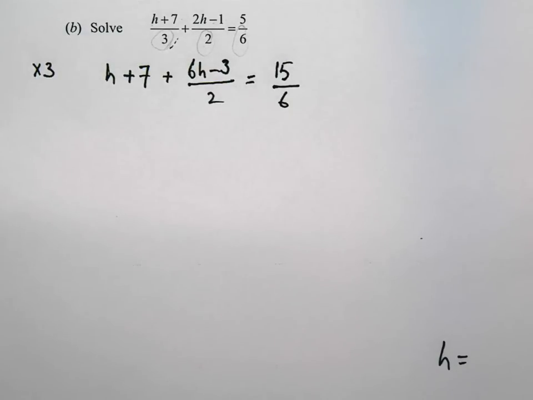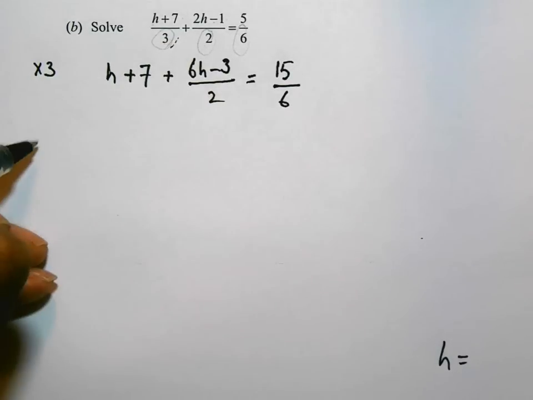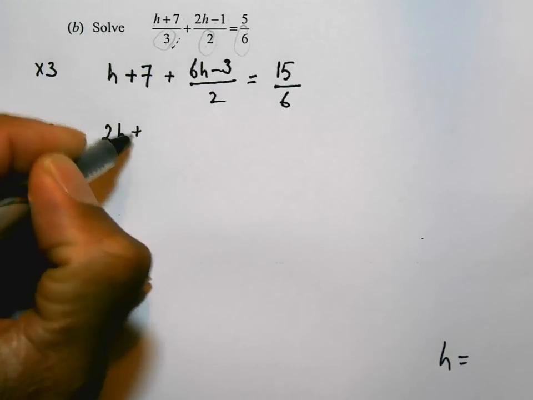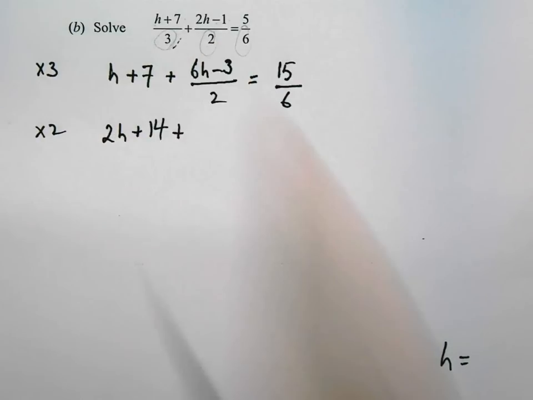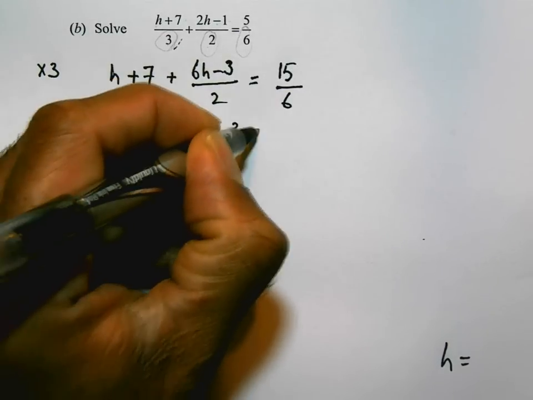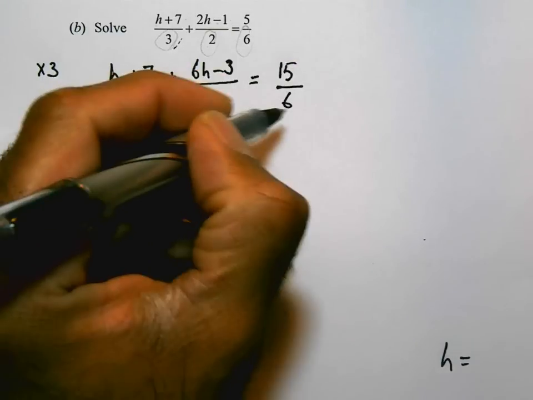Okay, so that's my first step. I've managed to get rid of that 3. Now I'm going to get rid of that 2. I'm going to do the same thing. I'm going to times everything by 2. So I'm going to times h plus 7 by 2, which is going to give me 2h plus 14, plus, when I times this fraction here, 6h minus 3 over 2, by 2, the 2 is going to disappear, leaving me 6h minus 3. And finally, when I times 15 over 6 by 2, I will get 30 over 6.